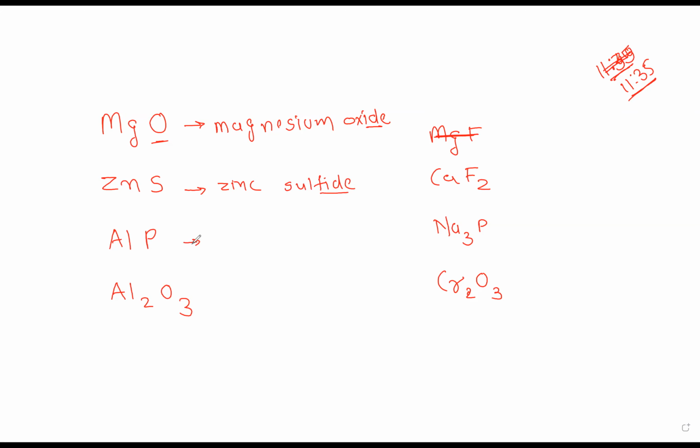Aluminum phosphide. First, Al. We all know the name of the element is aluminum, so we're just going to say aluminum. P is phosphorus as an element, but in here we are going to refer to it as an anion. If it's an anion, it should end with -ide, so we're going to call it phosphide.